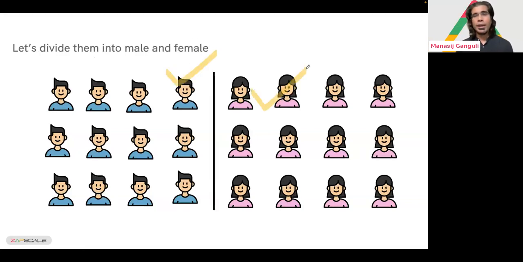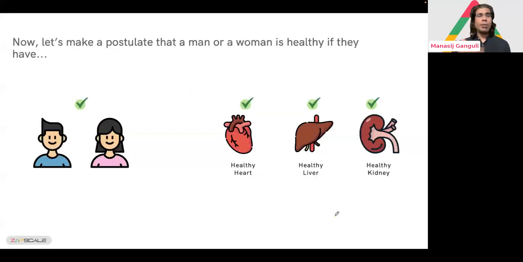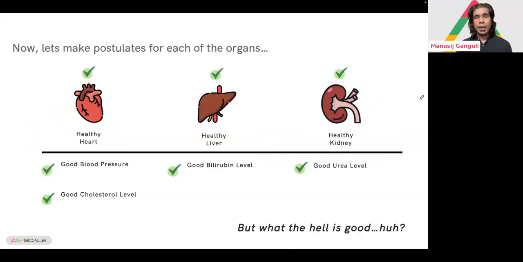It's quite simple. The next step is to segregate them into different age groups, because different age groups have different health requirements. And then make postulates. What if a person is healthy only when their heart, kidneys, and liver are healthy? Then we can make some postulates about what a person should have: good blood pressure, good cholesterol, good bilirubin, good urea levels for different organs. This is how we define health for a person.